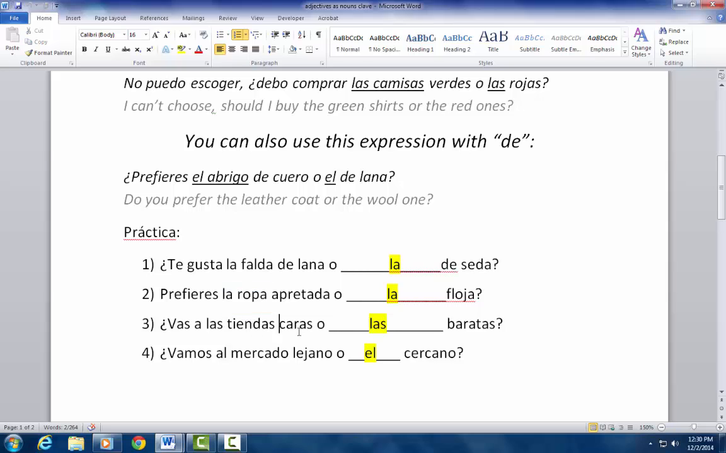¿Vas a las tiendas caras o las baratas? Do you go to the stores? Las refers back to las tiendas. And then we're saying, are you going to the expensive stores or the cheap ones? Vamos al mercado lejano o el cercano. El refers back to el mercado. So we're saying, are we going to the faraway market or the close one?